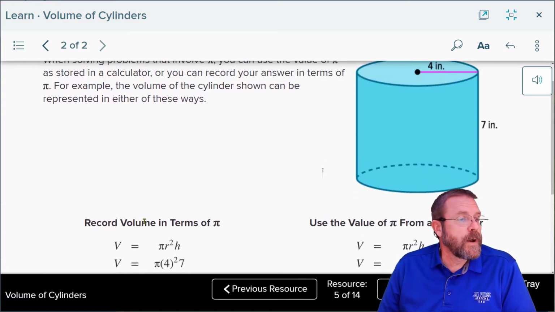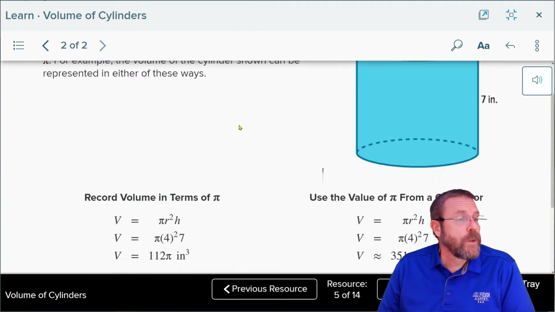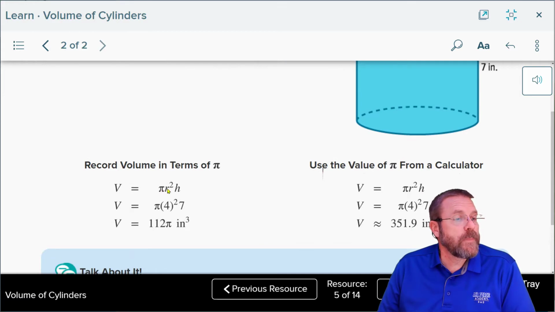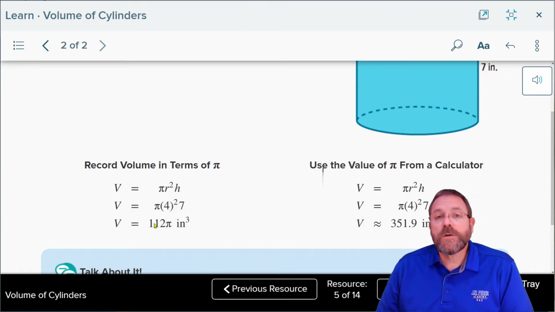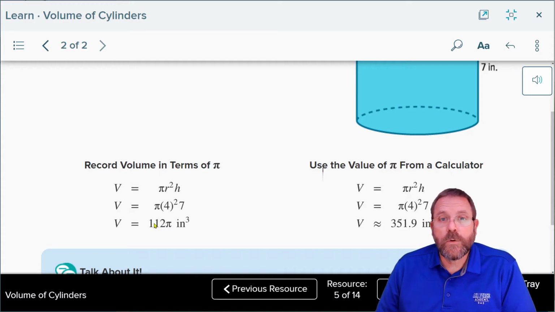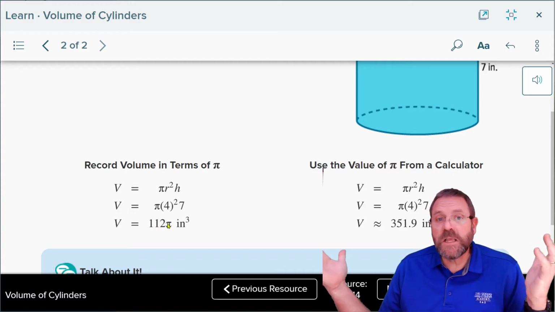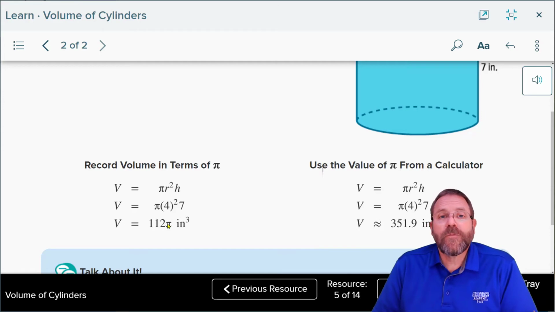In terms of pi, they said base area was pi times radius squared. You have a radius of 4. So they just said, all right, that's going to be pi times 4 squared. 4 squared is 16. 16 times 7 is 112. So they said, great, volume is equal to 112 pi inches cubed. That's it. Boop, done. And they did not ever multiply it times the value of pi.